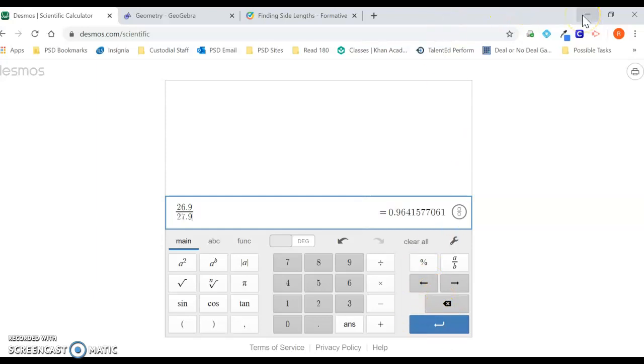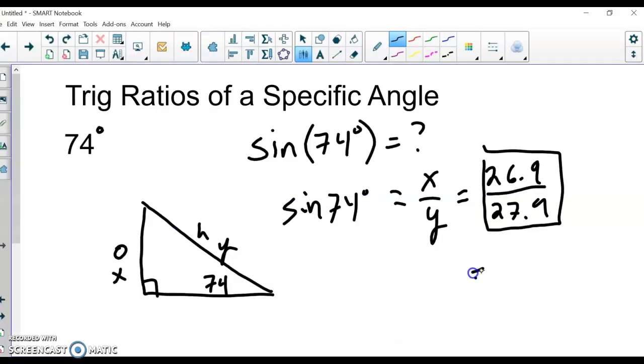I'll do 0.964, yes. And so I get this equal to 0.964. Couple things to think about. This is never going to be above 1 because the hypotenuse is always on the bottom and it's always the longest length for sine and cosine. For tangent, it's a little bit different because it doesn't have the hypotenuse. But that's not what we're looking at.